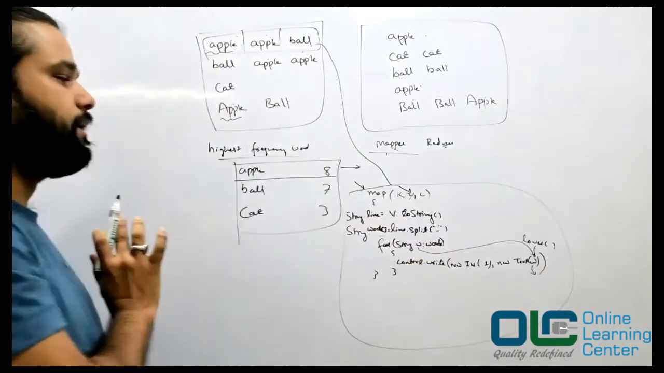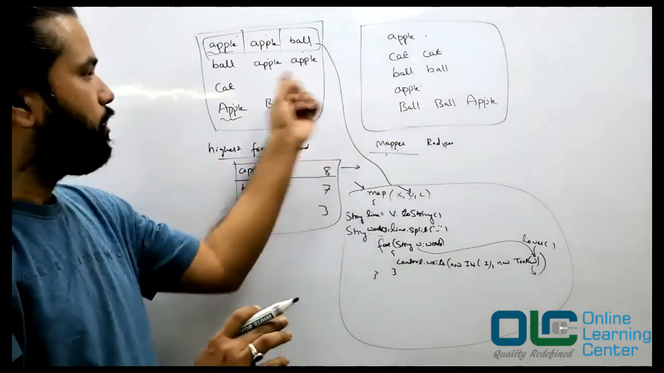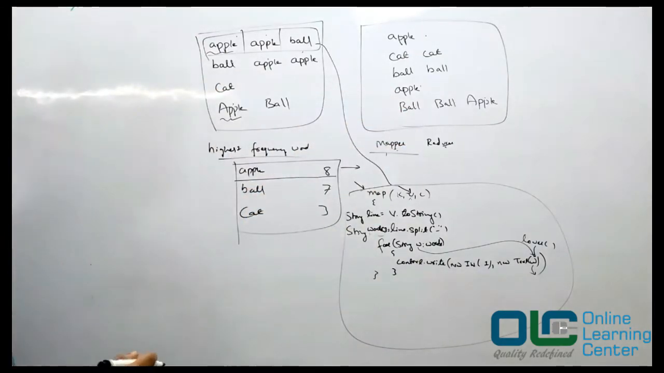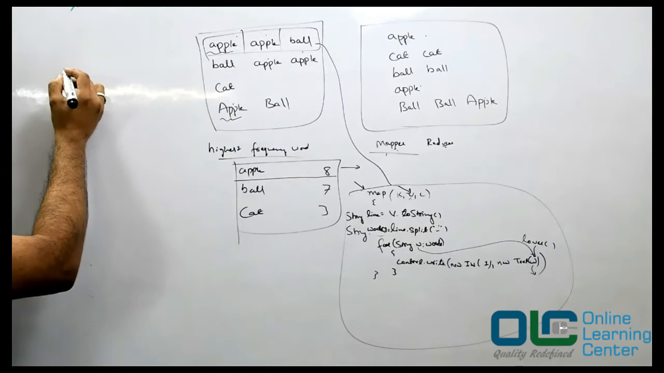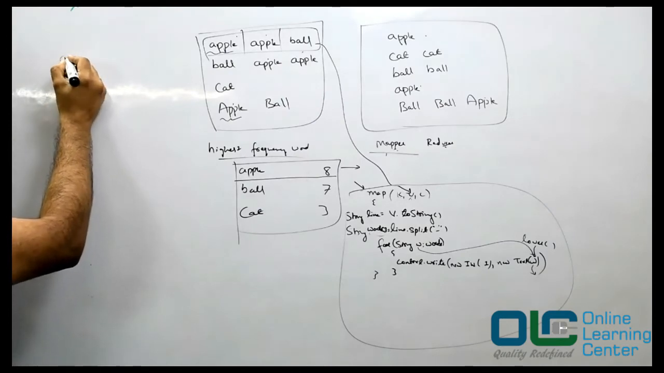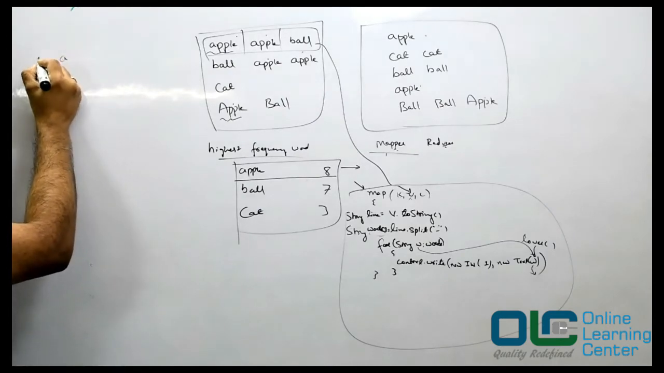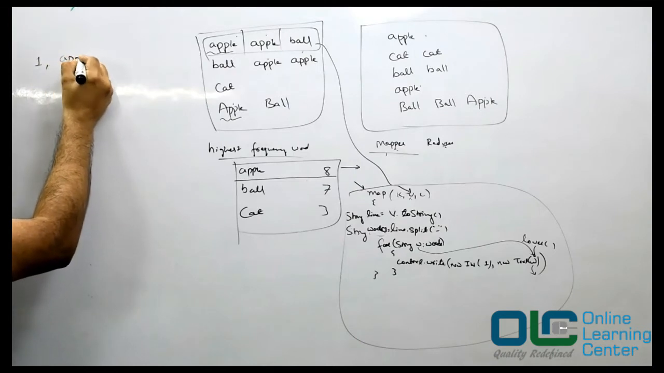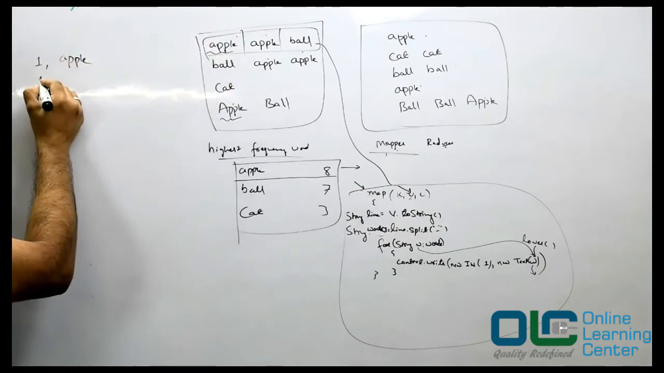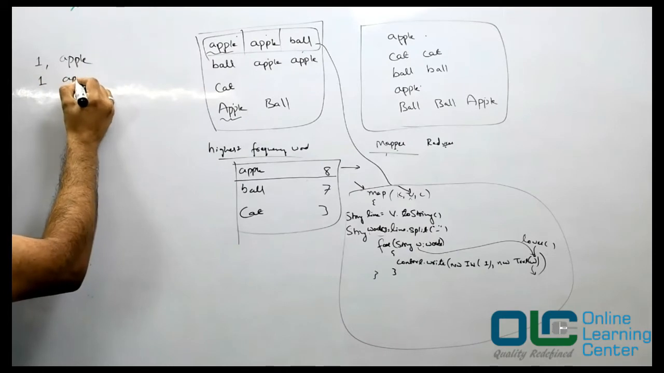So once your mapper is executed for this whole data set, what output are you going to get? Let me write it here. You'll get 1 and apple, and again you'll get 1 and apple.